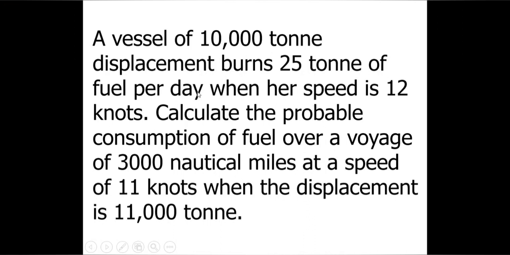A vessel of 10,000 ton displacement burns 25 tons of fuel per day when her speed is 12 knots. Calculate the probable consumption of fuel over a voyage of 3,000 nautical miles at a speed of 11 knots when the displacement is 11,000 tons. अब ये देख लो आपने कौन से मेथड से करना है, DC1 DC2 से या वॉइस कंजम्पशन दोनों से कर सकते हो। Select anyone and see the result.